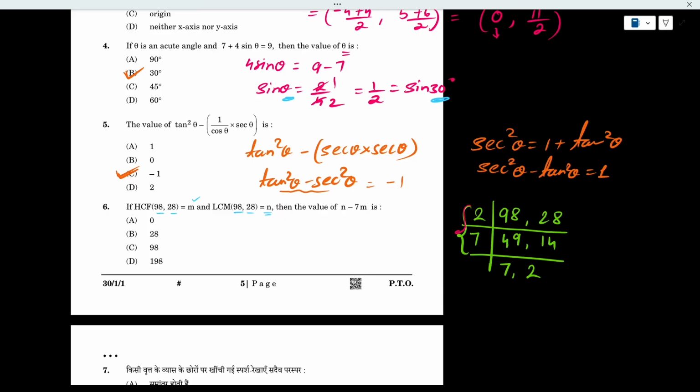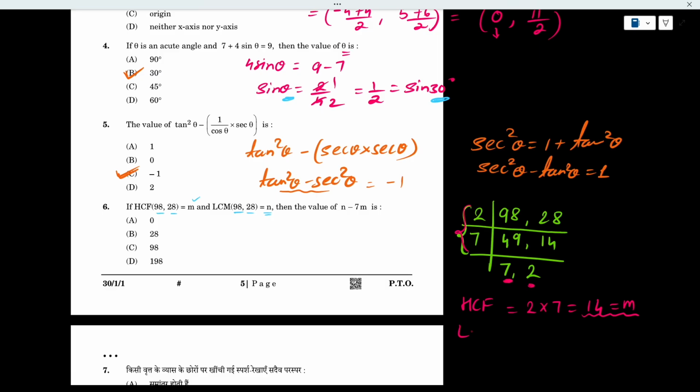So here these two numbers, you can take the product of those two numbers as HCF, which is nothing but 14. So 14 HCF was M. This is going to be equal to M, right? You got it. Now how to get the LCM?